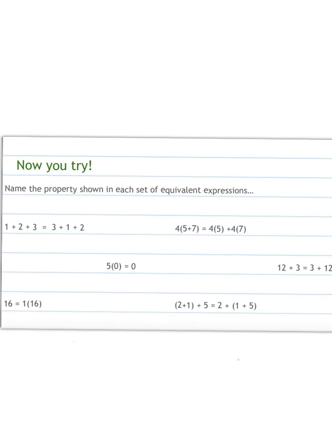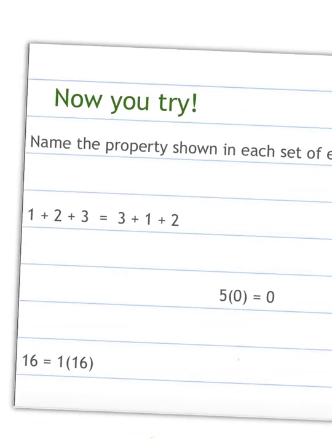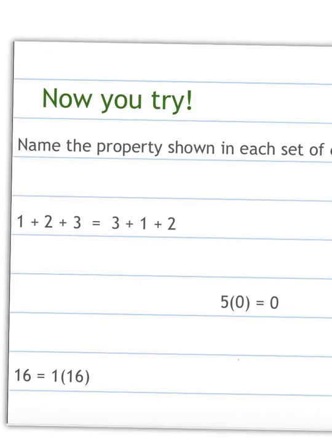All right, we're going to look at some examples here, and we're going to name the property that is shown. First one here, we are taking 1 plus 2 plus 3, and then we are changing it to 3 plus 1 plus 2, but they would both get the same answers back. So when we change the order of something, that is the commutative.